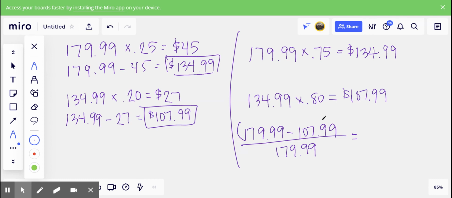Okay, so you want to take that part and subtract it. So if you take 179.99 minus 107.99, that ends up giving you a savings of $72. And if you divide that out of your 179, that ends up giving you exactly 0.40000, and then you have a couple twos in there. So that rounds to 40%.